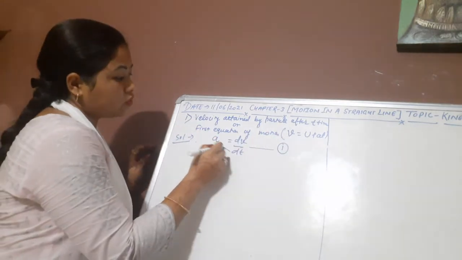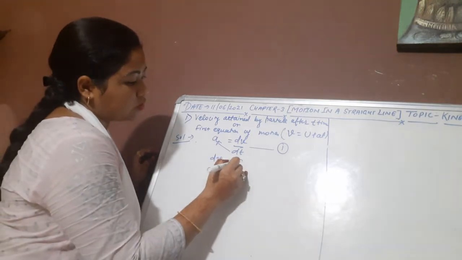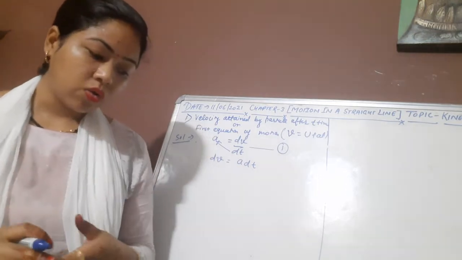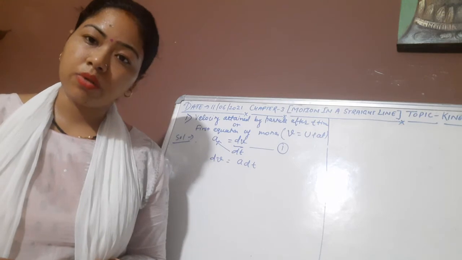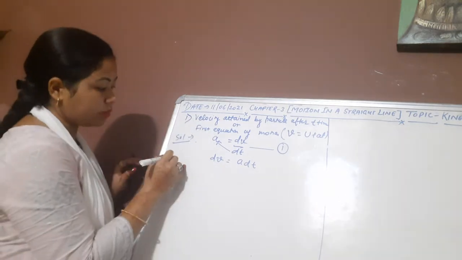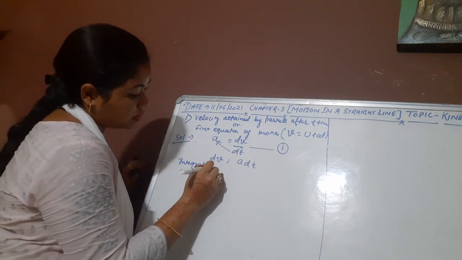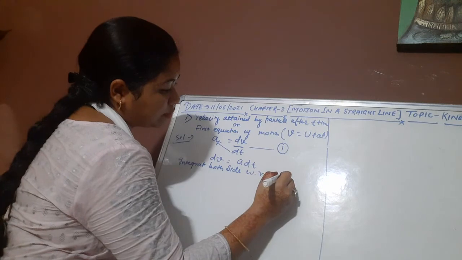Now what will we do? We will cross multiply this equation, so we can write dv equals a dt. Right, children? These are very small values of the velocity and the time. Now what will we do? We will integrate both sides with respect to the limits.